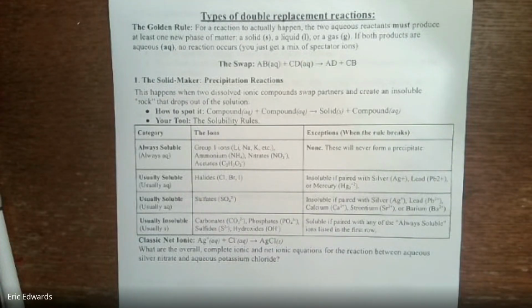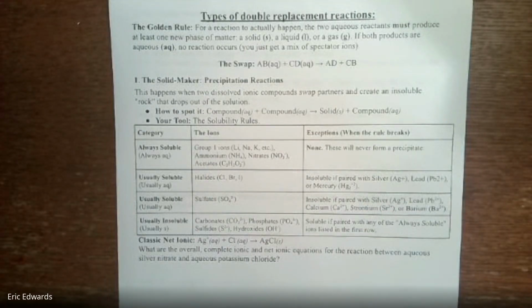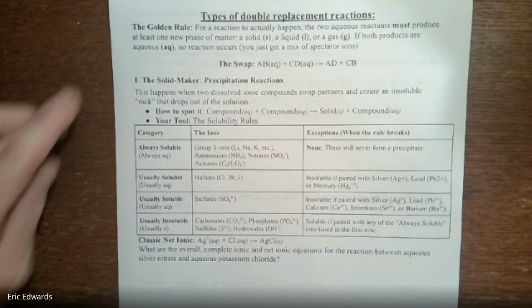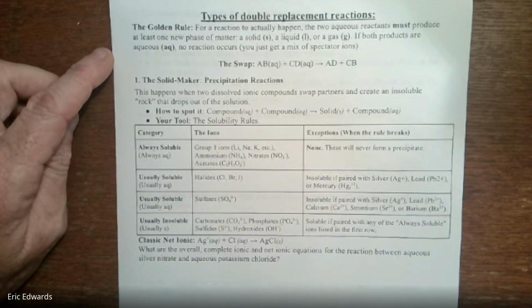Okay, so let's talk about double replacement reactions and go over some rules of them, and then we're going to do some examples of them, okay? So the golden rule of double replacement reactions is that for a double replacement to actually happen, two aqueous reactants must produce at least one new phase of matter, either solid, liquid, or gas.